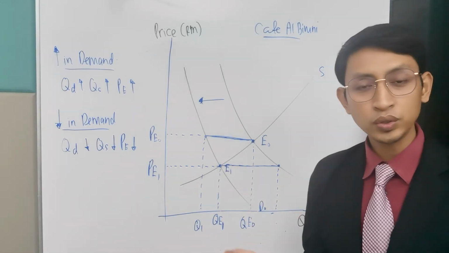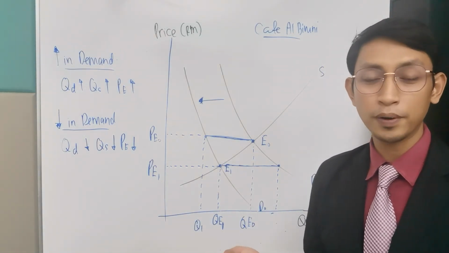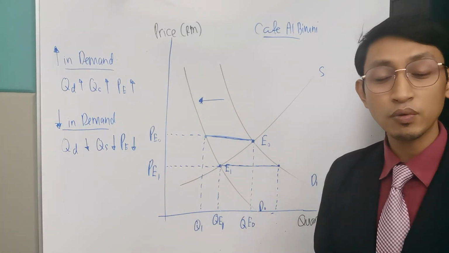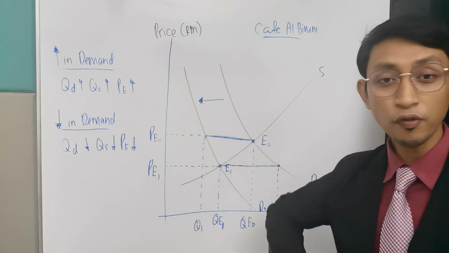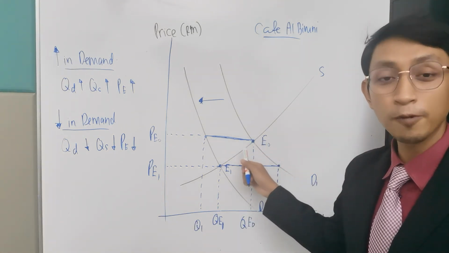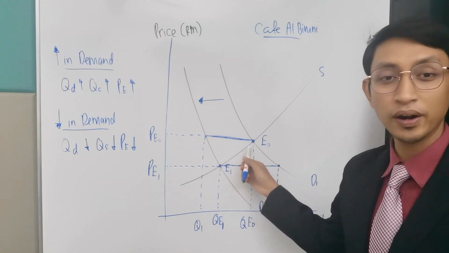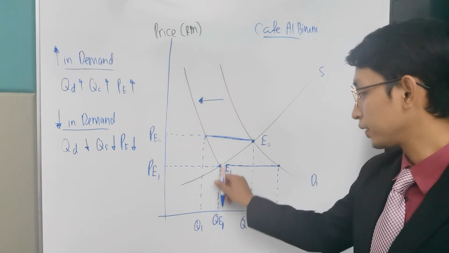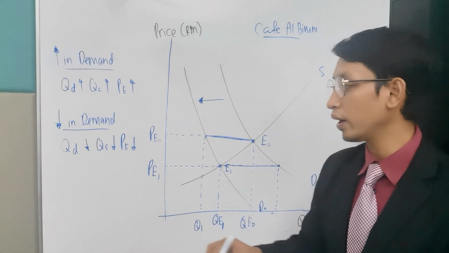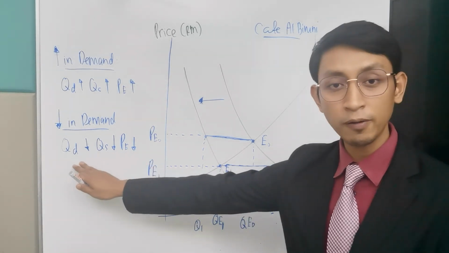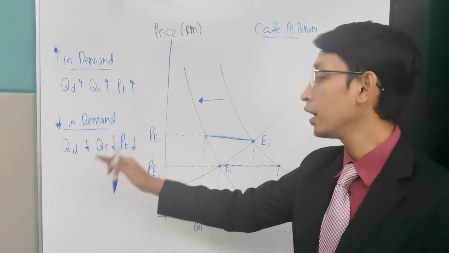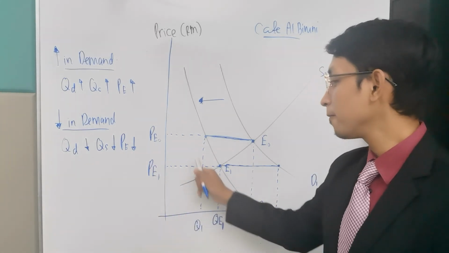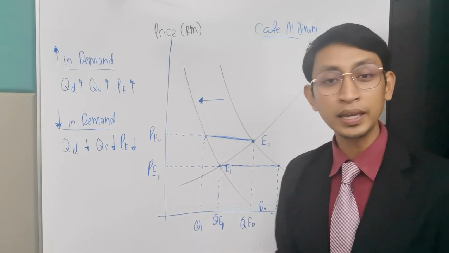Okay, and what happened to the quantity supplied? Suppliers, cafe operators, are not happy when the price is falling. They will be discouraged from producing more food. Then the food supplied by the cafe operator will fall from this point to this point. So as a result, the quantity demanded will fall when there is a decrease in demand. Quantity supplied also will fall, and equilibrium price also will fall from PE0 to PE1.